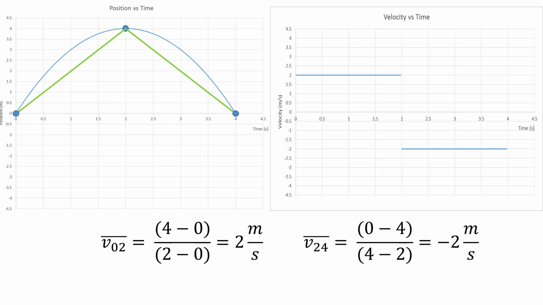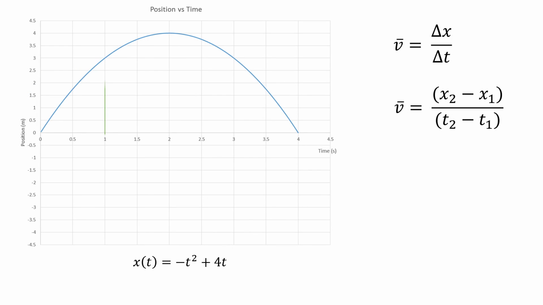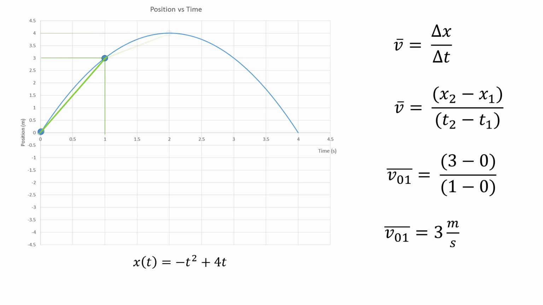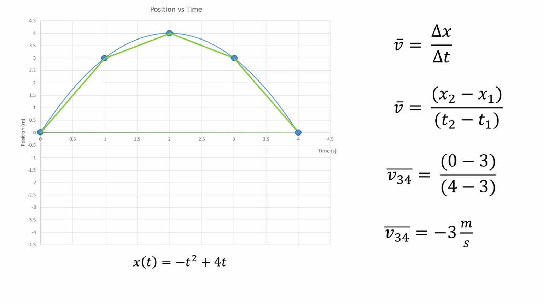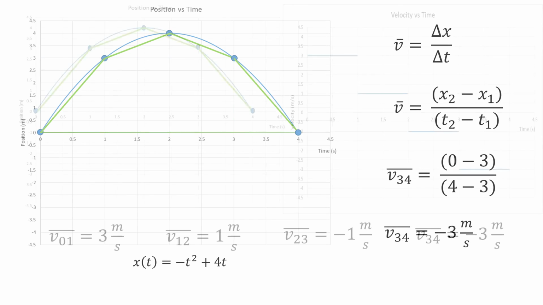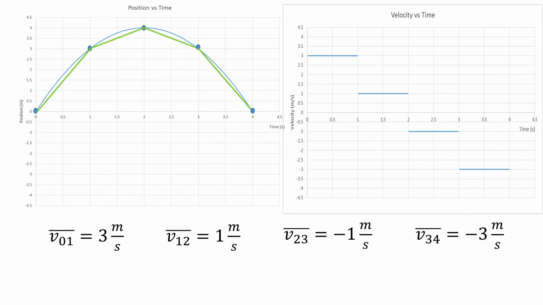To get more information out of the velocity versus time plot, I'll need to use a smaller time interval. Let's try the interval that occurs over 1 second. The slope of the line connecting the points is 3 meters per second. The next interval has a slope of 1 meter per second, then negative 1 meter per second, and finally negative 3 meters per second. Plotting all 4 of these intervals on a velocity versus time graph will look like this. Notice how our approximation of the position curve has increased dramatically.